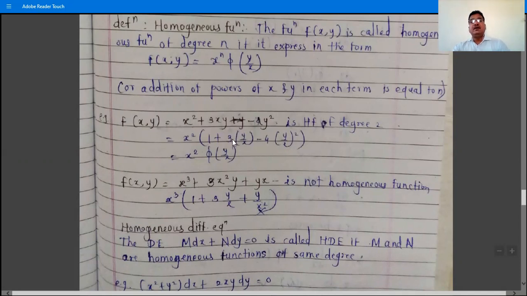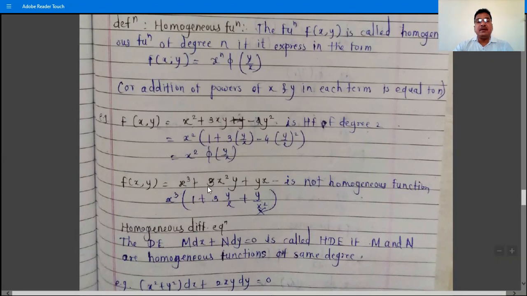When we say it is a function of y by x, if you observe the first term, it is (y by x) raised to 0. This is (y by x) raised to 1. This is (y by x) raised to 2. So each term is some power of y by x. So this bracket is a function of y by x. And so by using this definition, the function is expressed in the form x raised to 2 times φ(y by x). And therefore this is a homogeneous function of degree n, here degree 2.